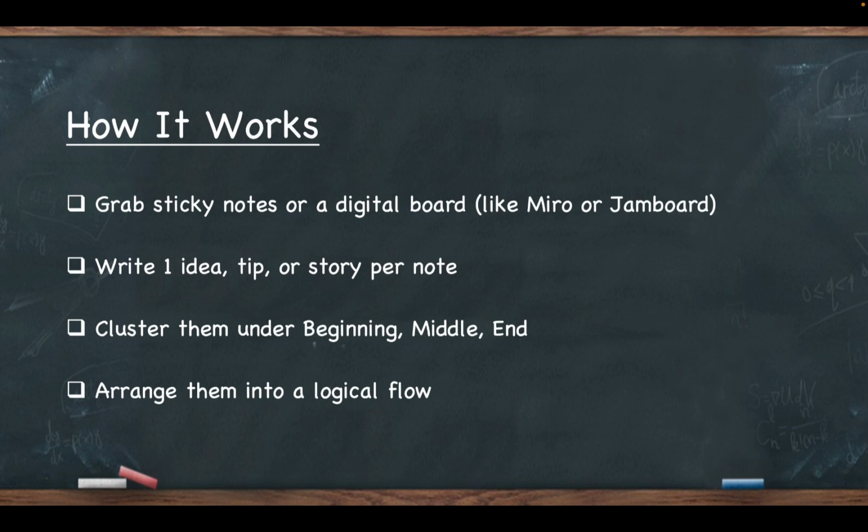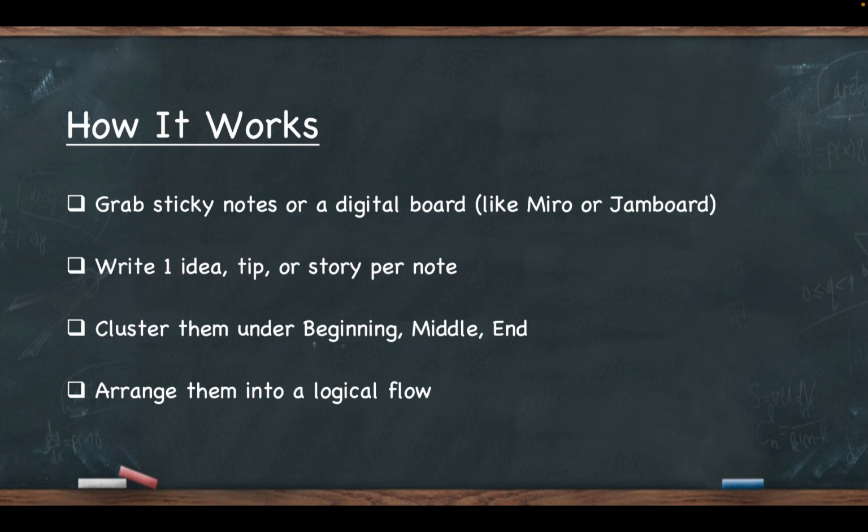In the next note we're writing grandma's sickness when she was old. Basically, every tip, every idea, every story in a note. Now you're going to take those notes and cluster them into 3 parts: the beginning, the middle, and the end, just like the 3-part structure we talked about. Once you've clustered them into 3 parts, you've broken them all apart.